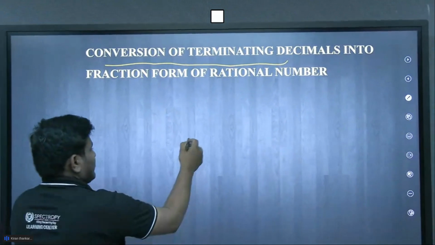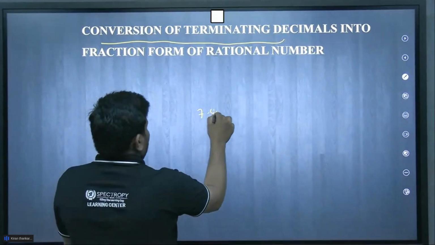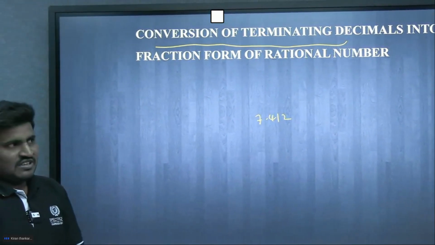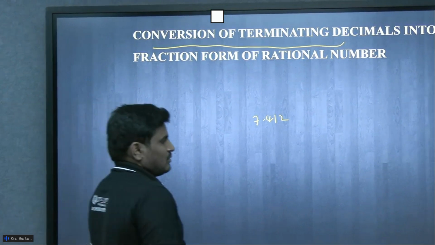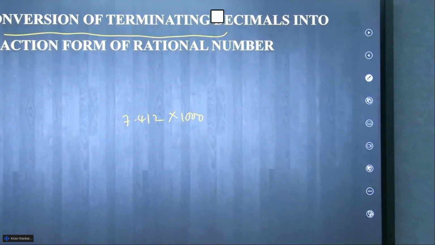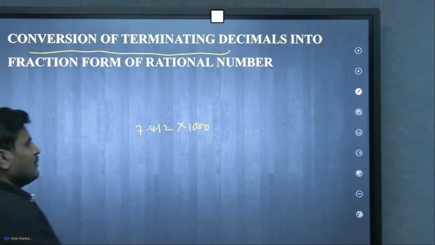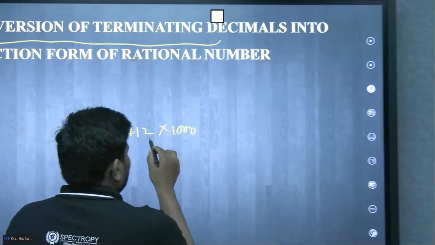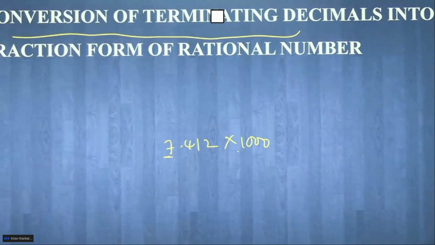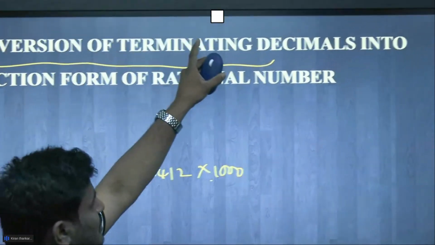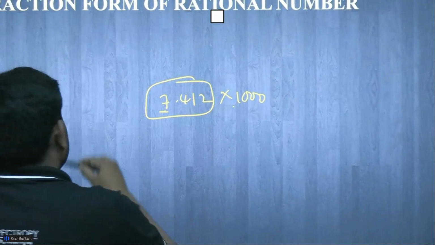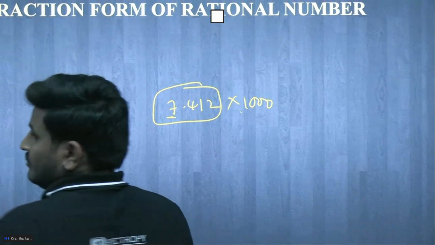For example, let us take one question: 7.412. 7.412 into 1000, so as a fraction it will be 7412 by 1000. So here you observe the concept of the conversion of the terminating decimals.